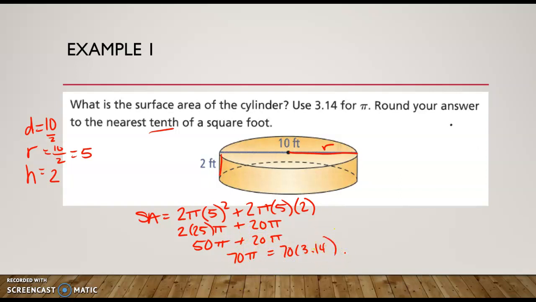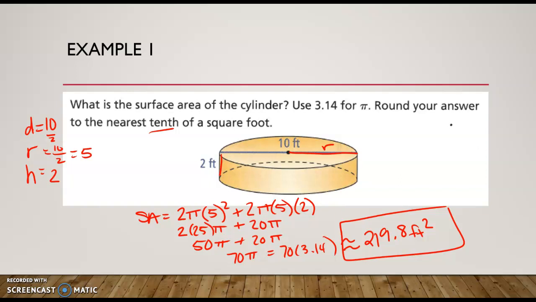Now, why do I wait till the end to do pi? First off, so that I don't have decimals running through my whole problem. And secondly, especially if it tells you to use the pi key, you're having to round at some point, which makes it less accurate. So I wait to multiply by pi until the end. So when I take 70 times 3.14, I get approximately 219.8 feet. And then because it's an area, it's going to be squared. So that is our answer, 219.8 feet squared.